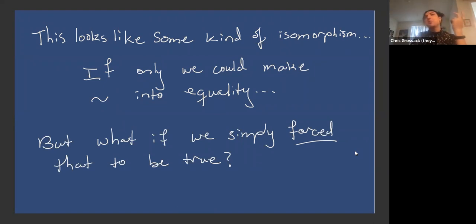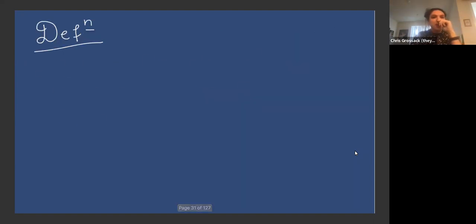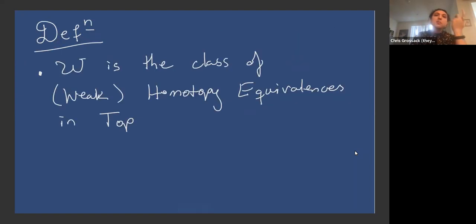So these look like an isomorphism. Well, let's just make them isomorphisms. So definition, we're going to say that W is the class of weak homotopy equivalences. Again, this is one of the things I'm going to gloss over. If you're not familiar with what the difference between a homotopy and a weak homotopy equivalence is, don't worry about it. You can read about this in basically any book.